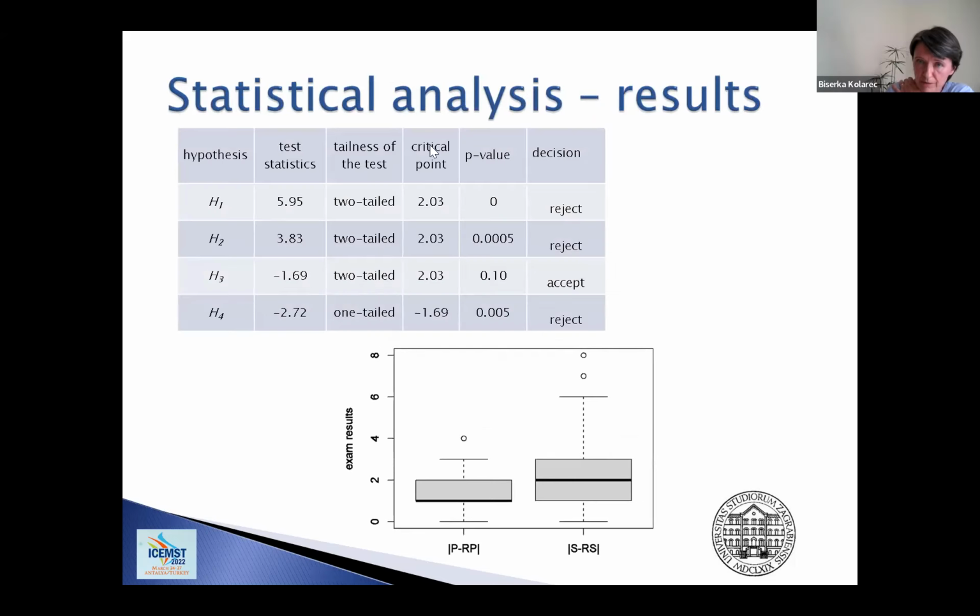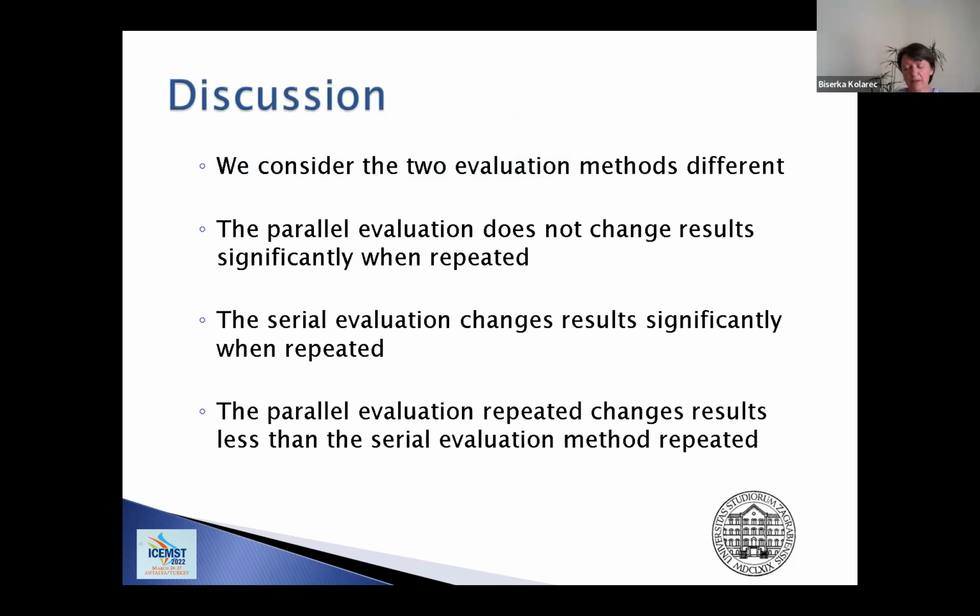These are the results of our statistical analysis. It says to reject H1 and H2. So there is a statistically significant difference between serial and parallel methods. Between serial and repeated serial, there is a statistically significant difference. Between parallel and repeated parallel method, there is no statistically significant difference. And as for H4, we can see even in this box plot that parallel and repeated parallel methods have a smaller absolute difference than the serial and repeated serial evaluation.